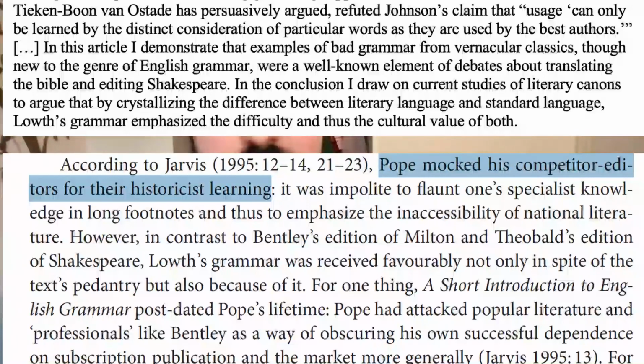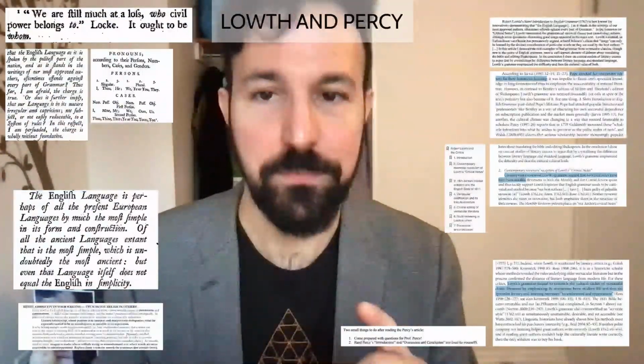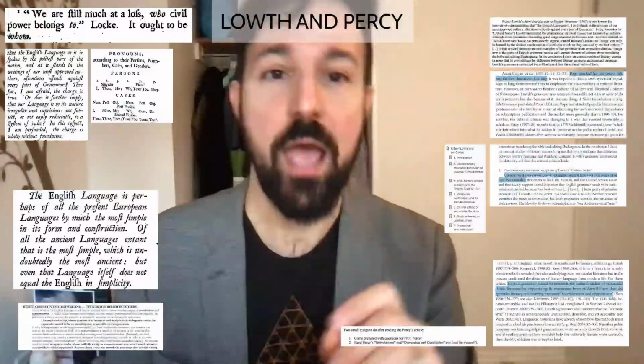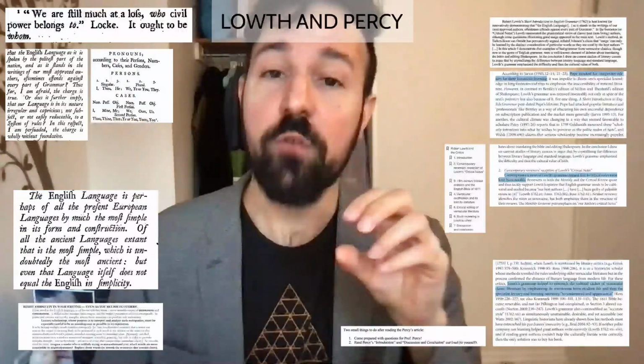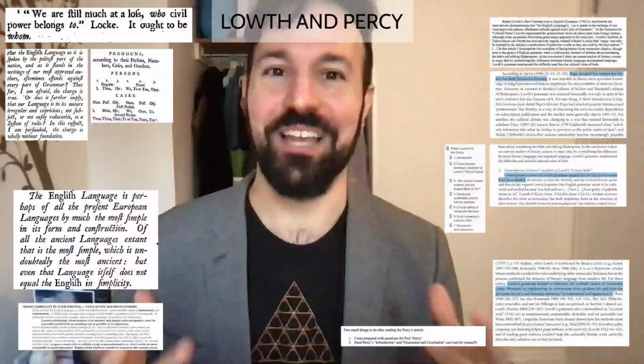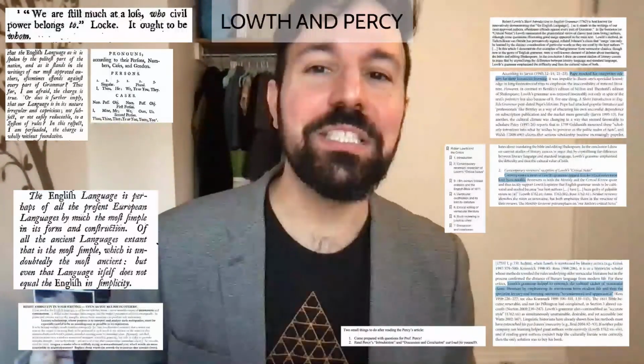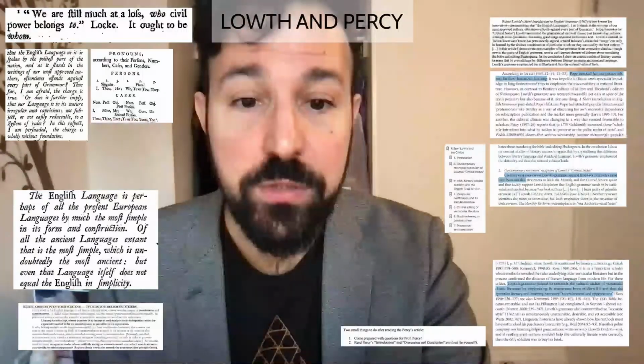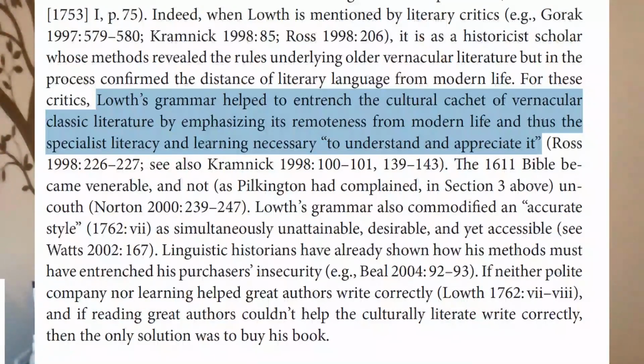Percy's conclusion draws on current studies of literary canons to argue that what Lowth's grammar did do was to crystallize the difference between literary language and standard language, emphasizing the difficulty and thus the cultural value of both. Think about the difference between innovating or inventing something and crystallizing something, making something solid from what was already floating all around you. And that's precisely her point. It is there that Lowth deviates from Johnson's positive examples from great literature, right? Lowth's grammar helped to entrench the cultural cachet of vernacular classic literature by emphasizing its remoteness from modern life, and thus the specialist literacy and learning necessary to understand and appreciate it.